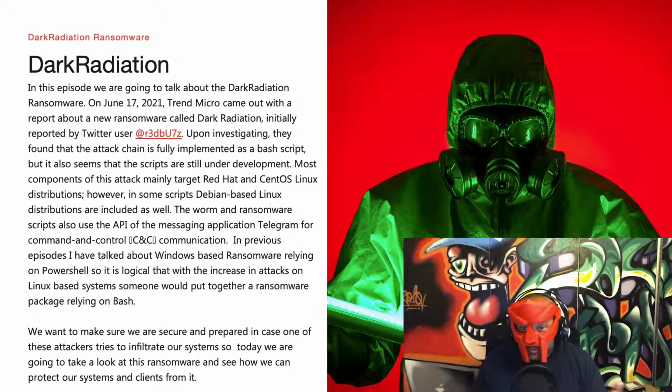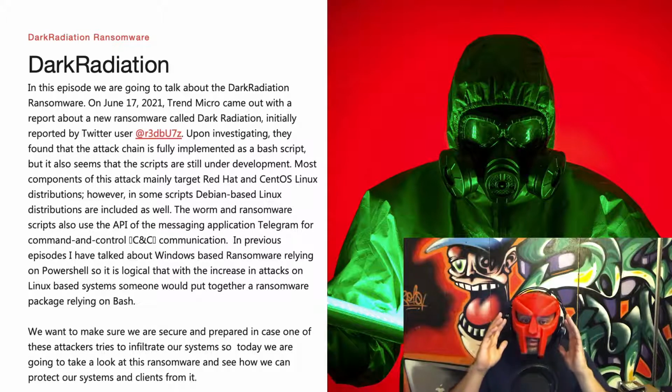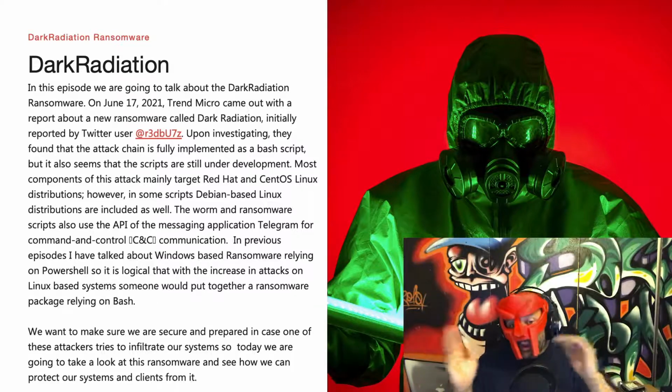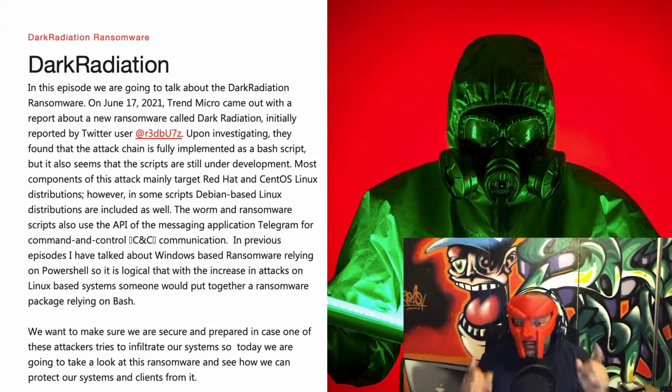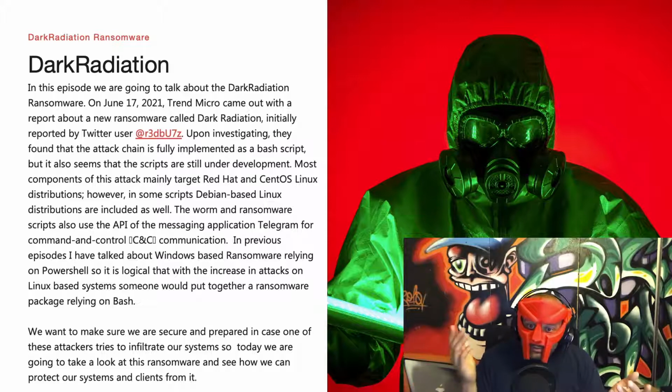But it also seems that the scripts are still under development, so things can change. Most components of this attack mainly target Red Hat and CentOS Linux distributions. However, in some scripts, Debian-based Linux distributions are included as well. The worm and ransomware scripts also use the API of the messaging application Telegram for command and control communication.